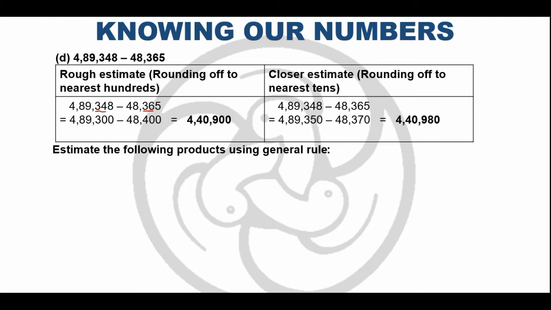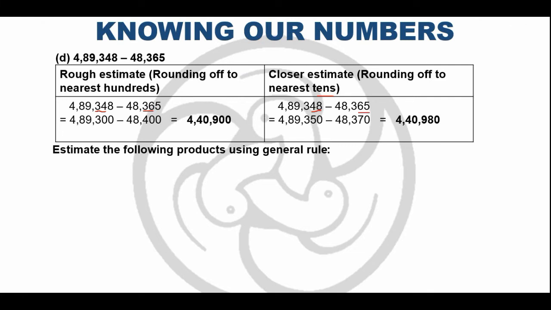So the next one is a closer estimate, that is, rounding off to the nearest 10. What is in the place value of 10? 4. So you have to look at the right side number, that is 8. So it is greater than 5. That means you have to add 1 to the place value of 10. It will become 4,89,350.